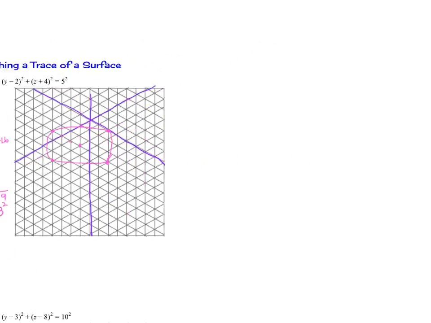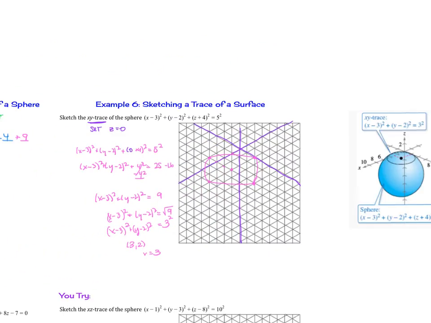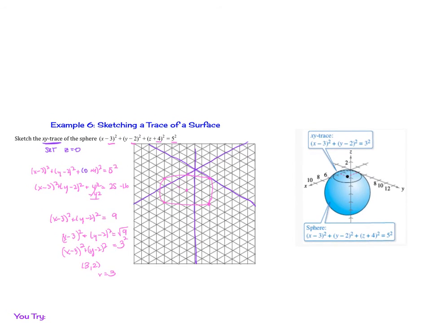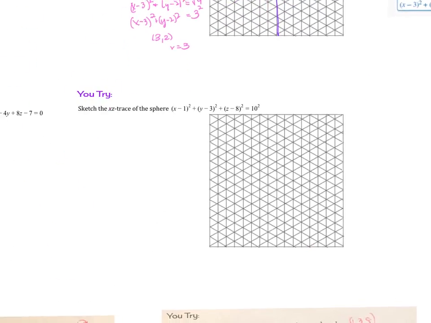Now just to show you what this should really look like, here is the picture of the sphere. And they did a really good job of doing that. So the center would be at 3, 2, and -4, and then the radius of 5. And so that's the sphere there in the blue. Well, then notice our xy trace here is x minus 3 squared plus y minus 2 squared equals 3 squared. And so my circle kind of looks like that, but notice it's kind of an oval shape just because it's three-dimensional.